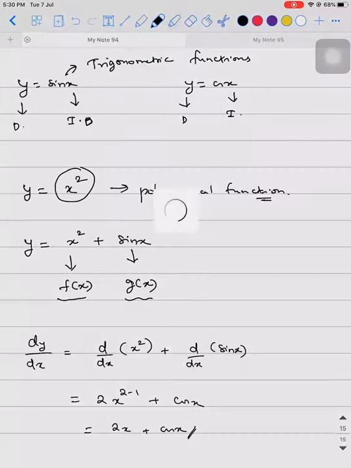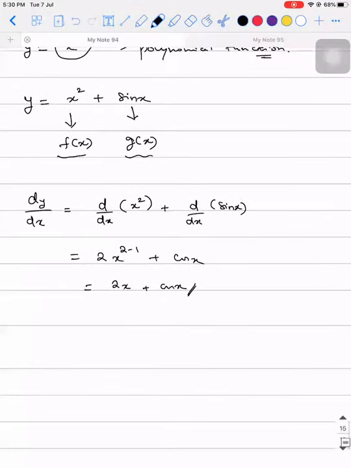So can I say what is d by dx? Derivative. So you read it like this. Instead of saying dy by dx, in mathematics we read it like this: derivative of y with respect to x. Write it down. It's called derivative of y with respect to x.